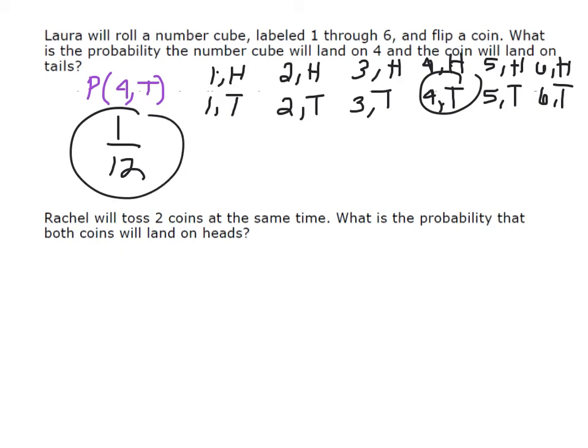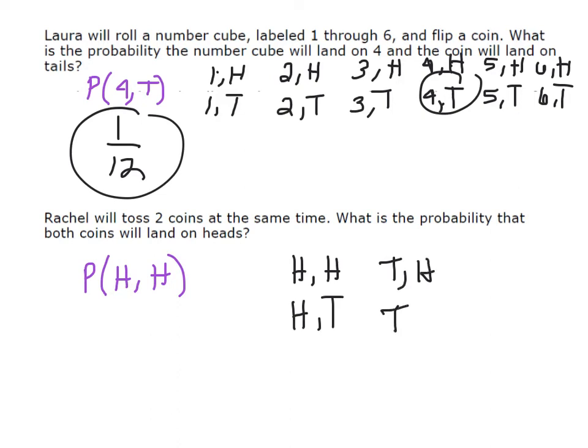Solve number 4 now. Alright, so I want the probability that both coins will land on heads. So I want heads and heads. So my possible outcomes are I could get 2 heads, I could land on a heads and then a tails, I could get tails and then heads, or tails and tails. So I only have 4 possible outcomes this time, and I only have 1 chance to get 2 heads, so the probability is 1/4, which is also the same as 25% chance.